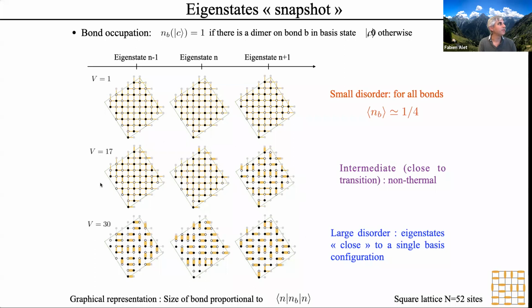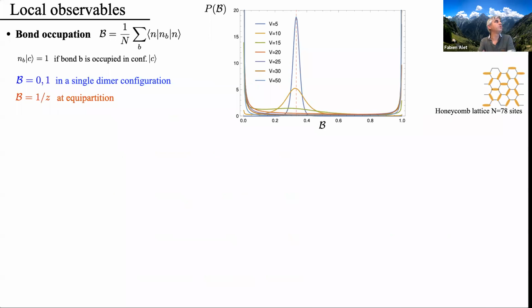And now in the intermediate regime, which we believe is close to some perhaps critical value of disorder, it's non-thermal, it's non-1/4 for each bond, and you see there are different patterns here. It's actually closer in some sense to the pattern at large disorder than the one at small disorder. This is just a graphical representation, but of course, now we have to do a bit more work if we want to go into the details of the full distribution of this quantity. And this is what we do here.